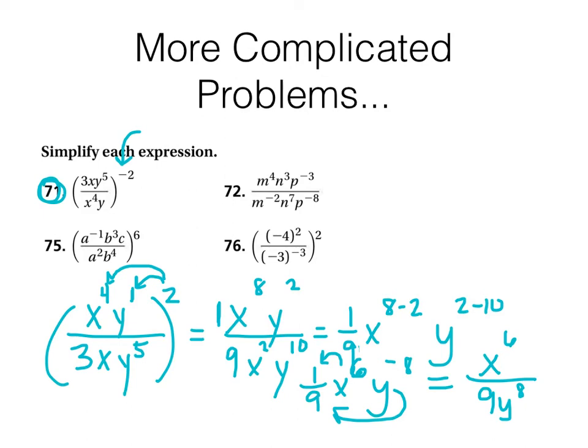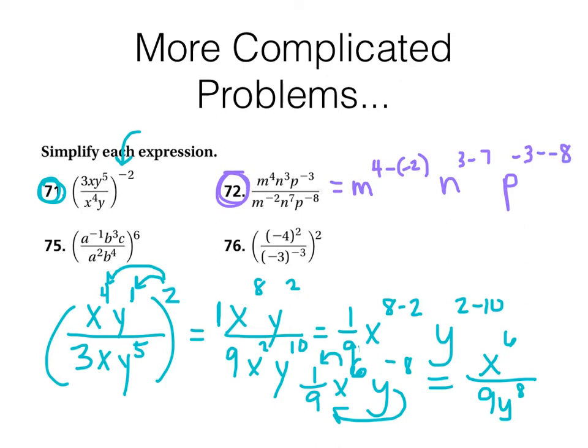All right, 72. Let's see, let's find a good color for this one. Pretty consistent and boring. I'm going to go ahead and use purple. All right, so for this one, we don't have any coefficients to deal with. We are finding a quotient of these powers. So let's start off by taking each base and subtracting the exponents. So m to the 4 minus -2. N to the 3 minus 7. And p to the -3 minus -8.